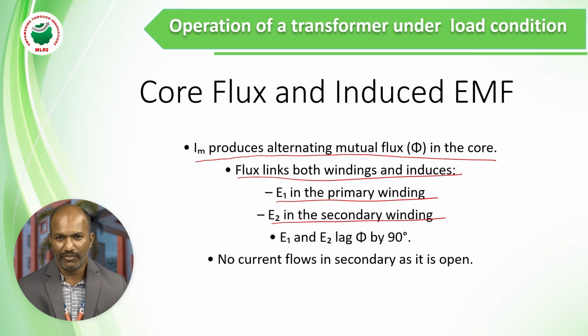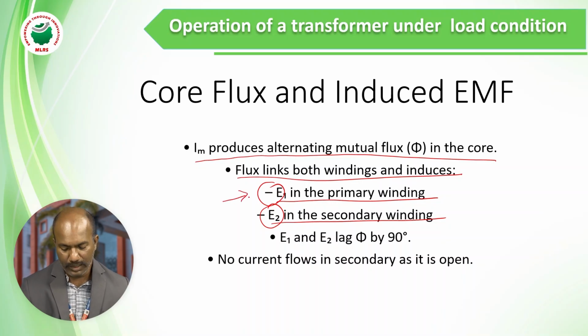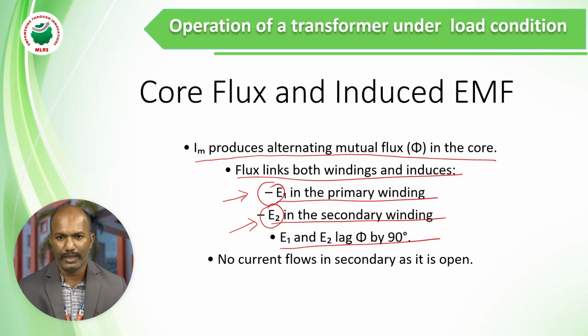Now what happens when the flux flows through the transformer core? It links both windings, both primary and secondary. According to Faraday's law of electromagnetic induction, whenever there is a change in flux linking with a conductor, EMF is induced in the conductor. So there is an induced EMF in the primary winding, given by E1, and an induced EMF in the secondary winding, given by E2. And you know, E1 and E2 lag the flux by 90 degrees.